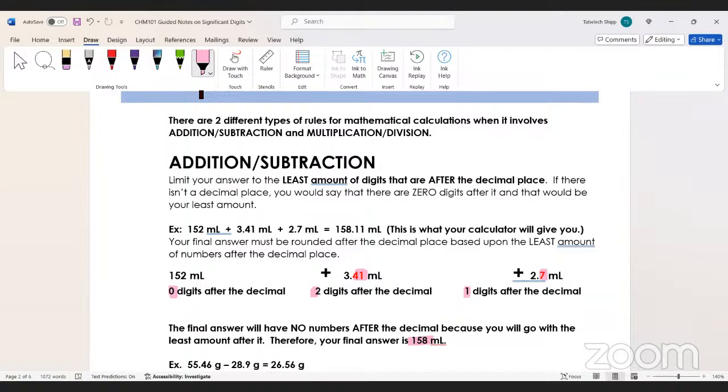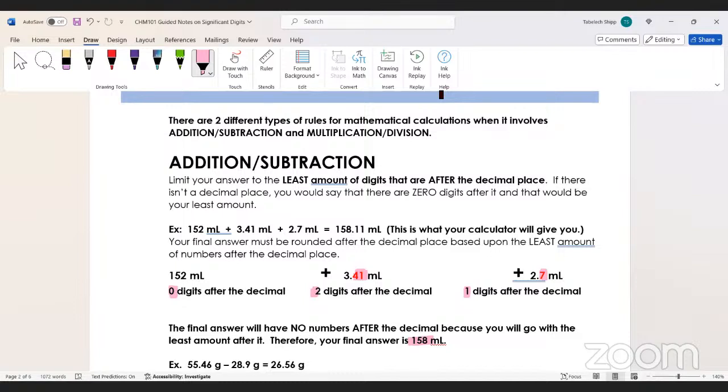Now, let's see if you all can help me out on this next example where we are subtracting. You've got 55.46 minus 28.9. Our answer that our calculator gives us is 26.56. But what should the final or correct answer be? Okay, 27.